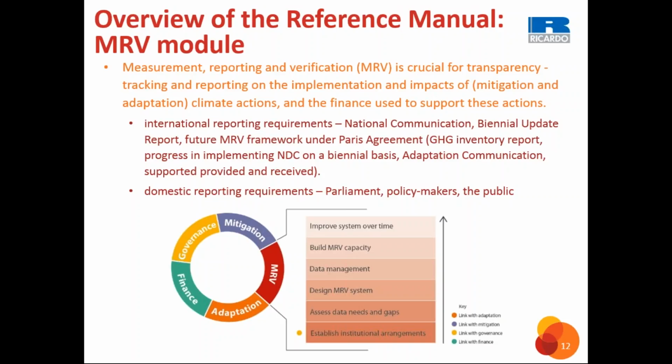The next activity under this module is to build capacity for MRV, and this will obviously cover all of mitigation, adaptation and finance, but also capacity around data management, maybe some capacity and expertise on UNFCCC reporting requirements, and perhaps capacity for drafting memoranda of understanding or legal documents that can define data sharing arrangements. And the final activity under this module is to improve the system over time, because there is a process of continuous improvement for all MRV systems.